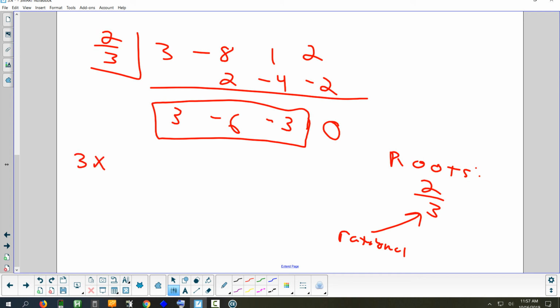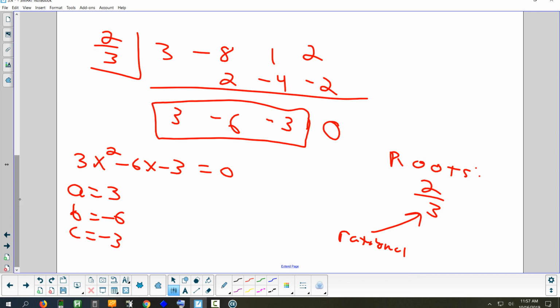Now, 3x squared minus 6x minus 3. You can try really hard, but you're not going to be able to factor that. I can just tell by looking. It's not factorable. So, if you can't factor it, what's the other way you can solve a quadratic? Yep. A is 3, B is negative 6, C is negative 3. Whatever we get for answers, I'm going to put them right over here, right in that circle.